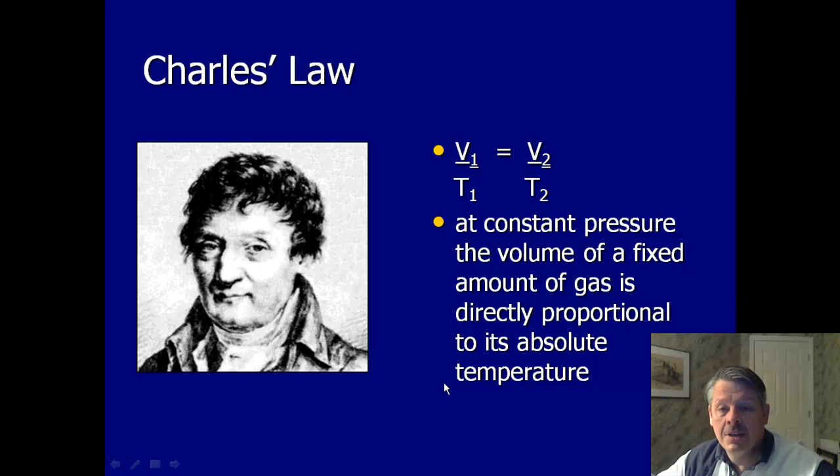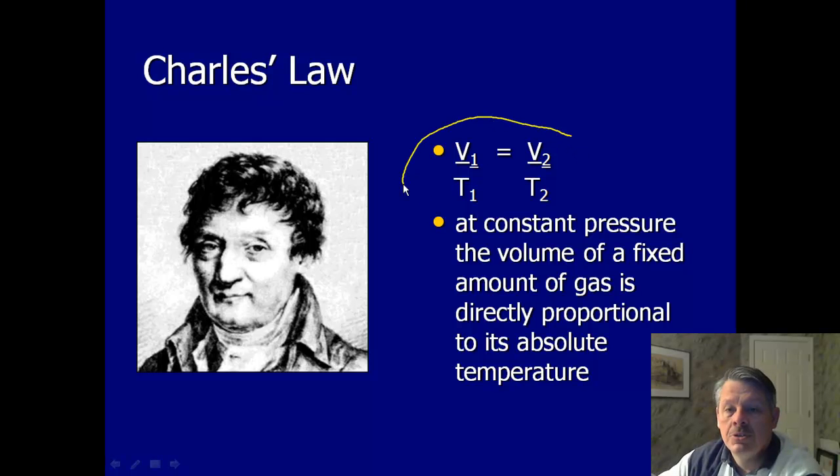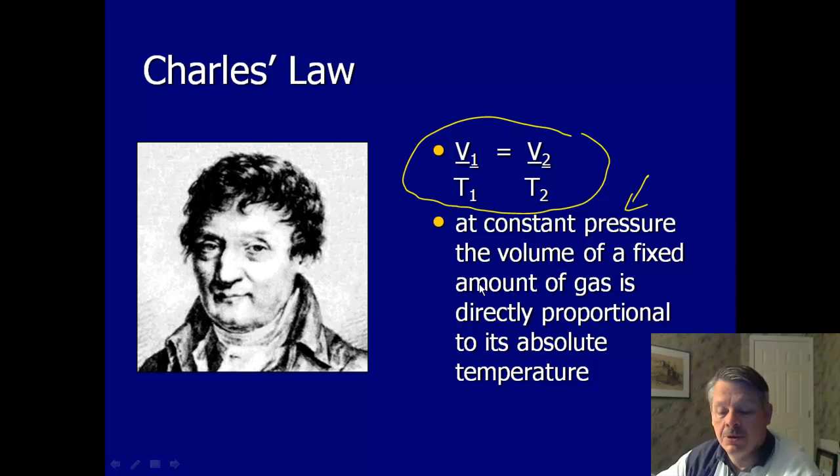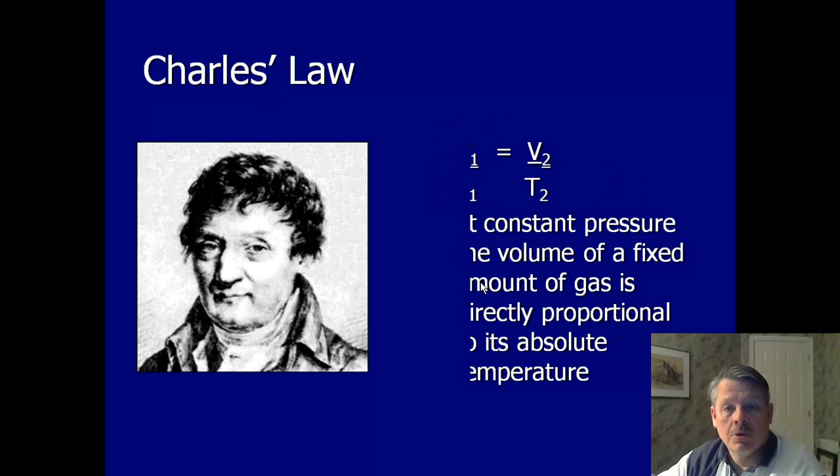It says we're keeping the pressure constant. So you'll notice the pressure is never mentioned up here in the problem, and that's because the pressure is constant. It says at a constant pressure, the volume of a fixed amount of gas is directly proportional to its absolute temperature. So again, so long as I have a closed system and I do not change the pressure, then my volume and temperature are directly proportional, meaning as one goes up, the other goes up.